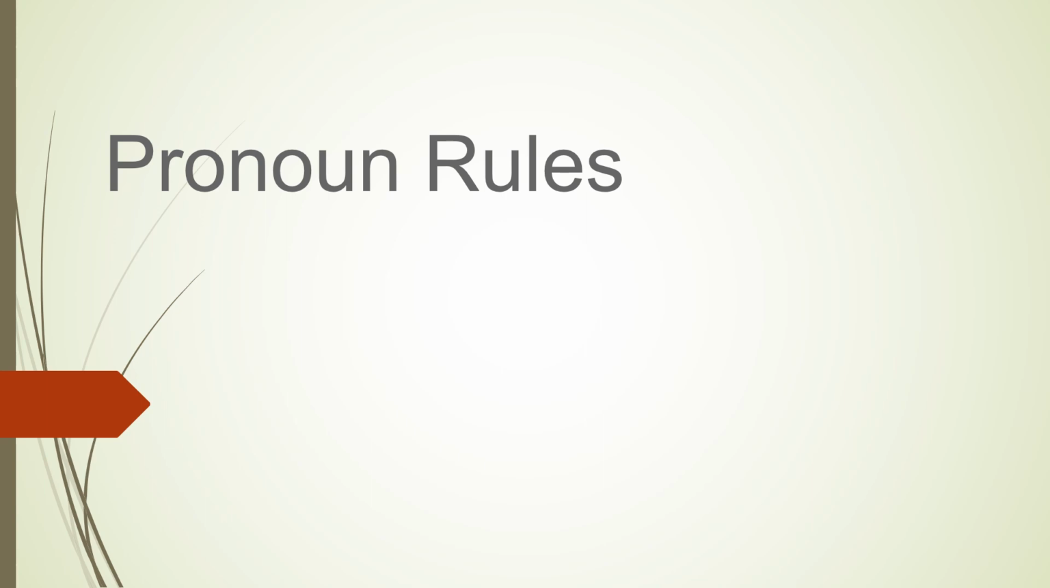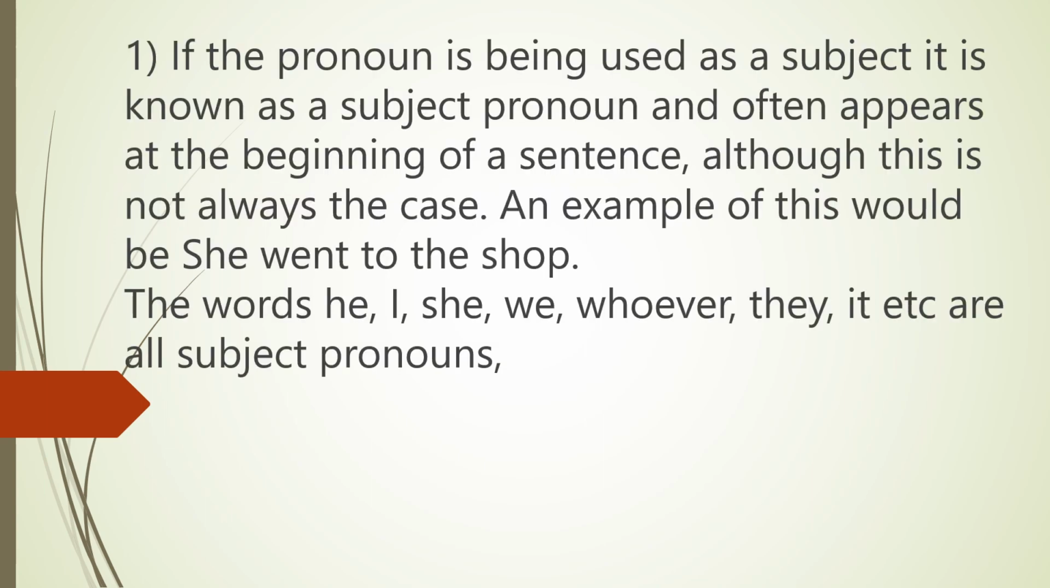The rules of a pronoun. If the pronoun is being used as a subject, it is known as a subject pronoun and often appears at the beginning of the sentence, although this is not always the case. An example of this would be, she went to the shop. The words he, I, she, we, whoever, they, it, etc. are all subject pronouns.